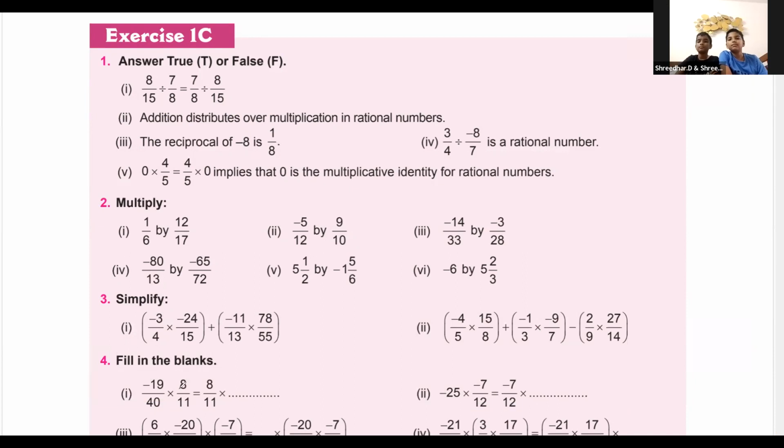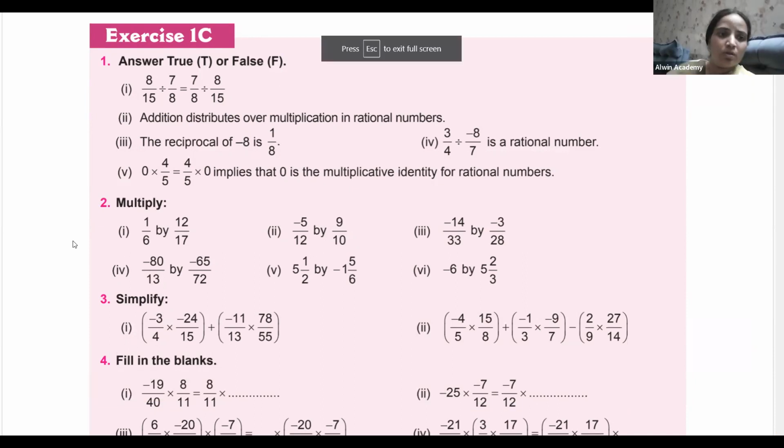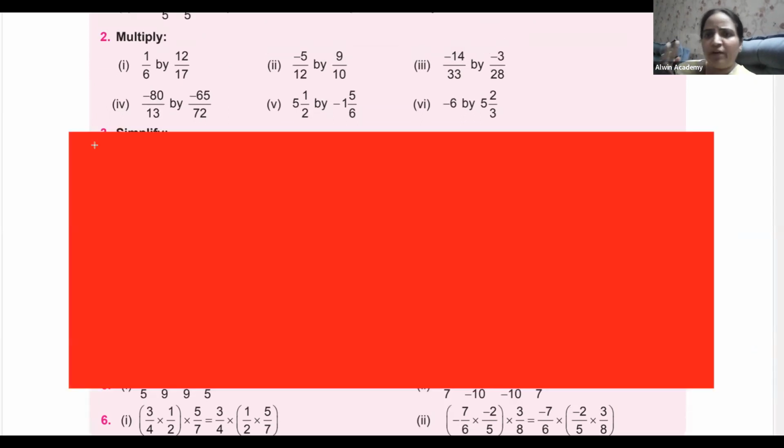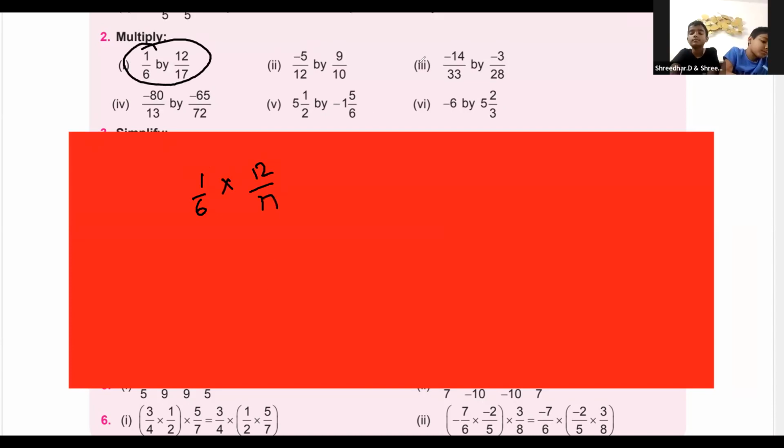Okay. Chalo, now we are moving to question number 2. Next is when we are multiplying two rational numbers. We did this already in 6th standard. We learned how to multiply two fractions, right? So it goes the same way here as well. They're asking us to multiply 1 by 6 by 12 by 17. Now, how to do this? We have to first notice if any numerator can be cut with any of the denominators.